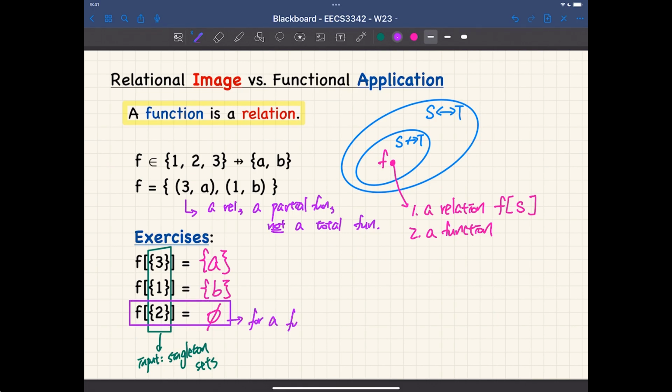For a function that is partial but not total, i.e., the domain of f is a proper subset of S. And of course, in this case, this will be S.